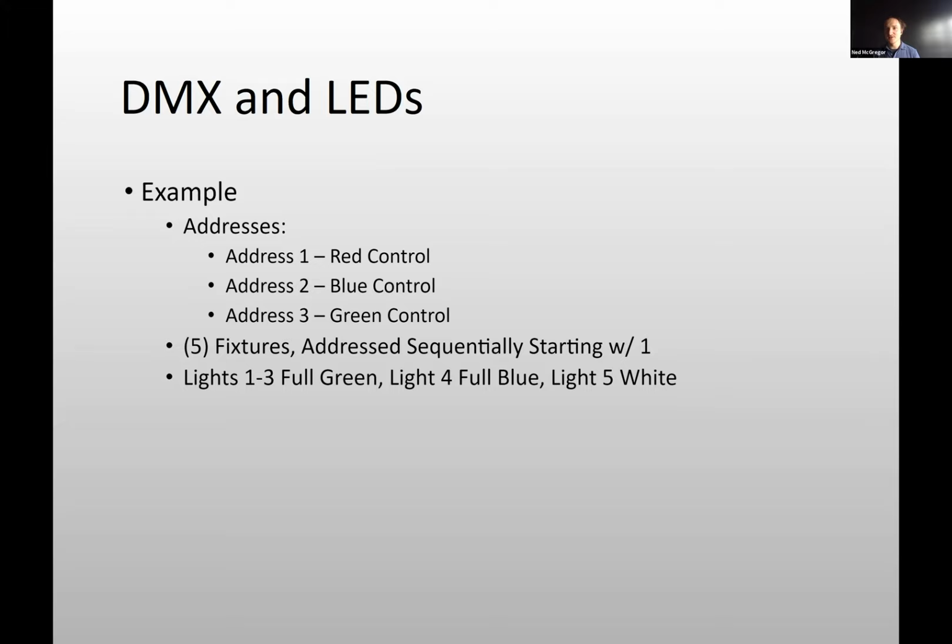So I'm gonna let you take a moment on your own to see if you can figure out what the signal coming out of the back of the board looks like. So, you know, what addresses are at what values, and I'm not doing any 50%. This is either all on or all off. So again, RGB fixtures, five of them, starting with one, lights one through three, green is at full, light four, blue is at full, light five, red, green, and blue are all at full. I'm gonna give you a moment to kind of think about this, and then I will put up an answer.